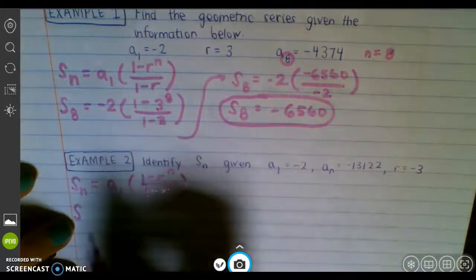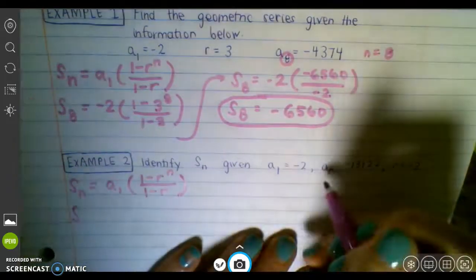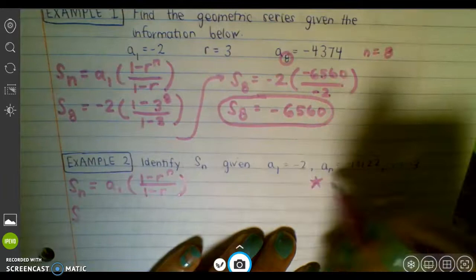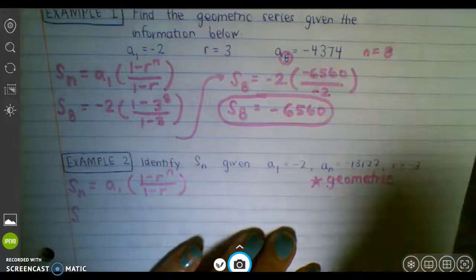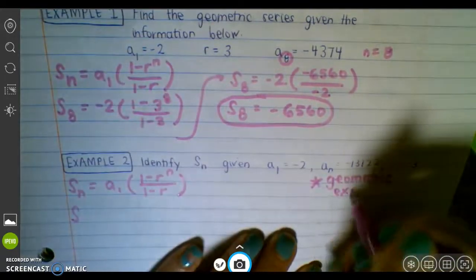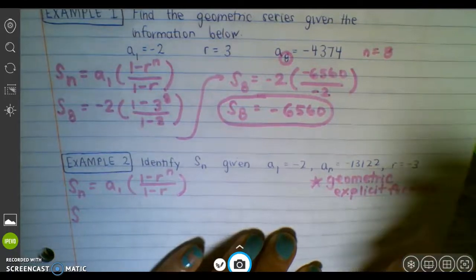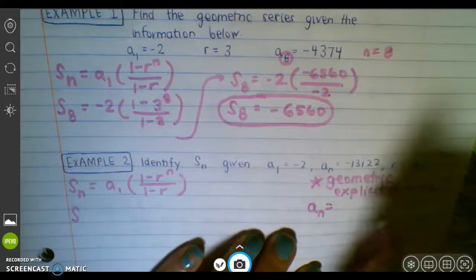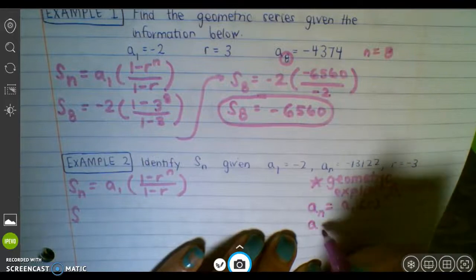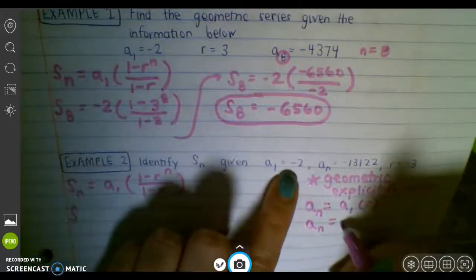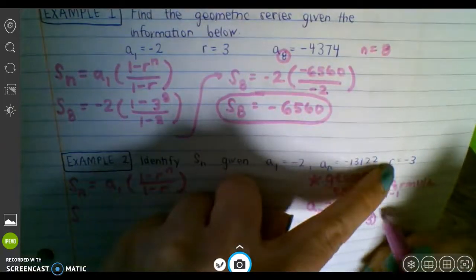I'm going to input the information they gave us, S sub n. We don't know the n value, so I'm going to have to do some work on the side here to find the n value, and I'm going to find the n value by going back in my brain to previous week and using the geometric explicit formula. A sub n equals a sub 1 times r to the n minus 1. A sub n equals negative 2 times negative 3 to the n minus 1.